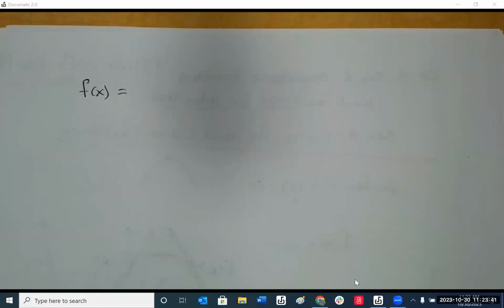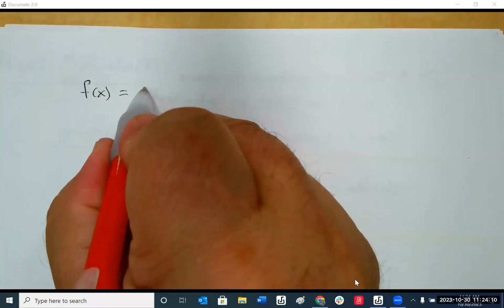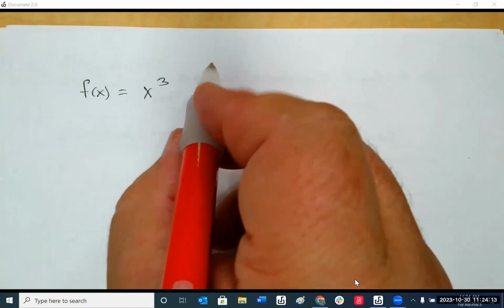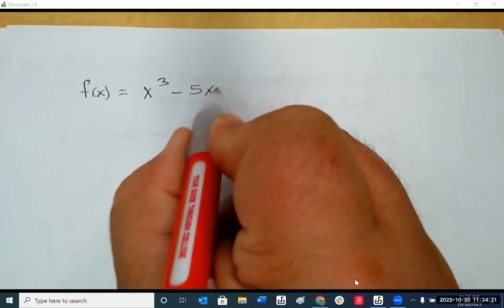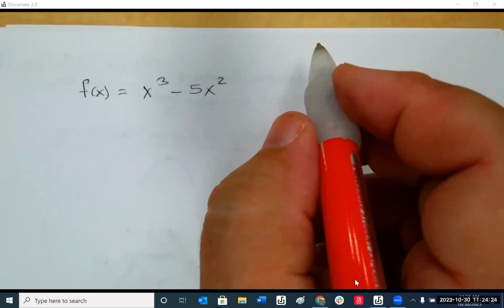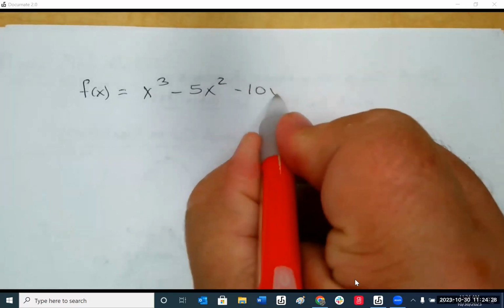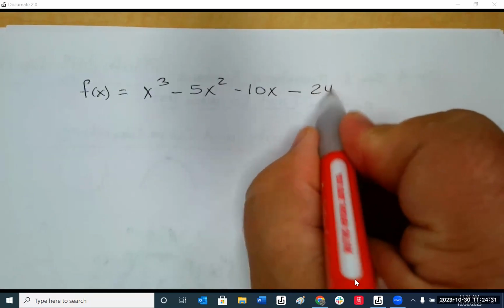All right, so it's going to be, so we have x cubed minus 5x squared minus 10x minus 24.